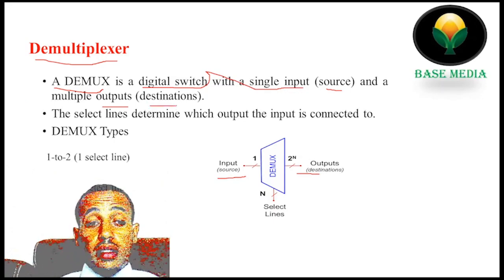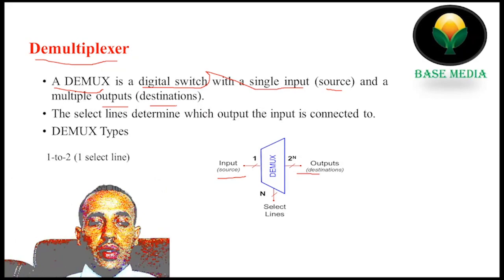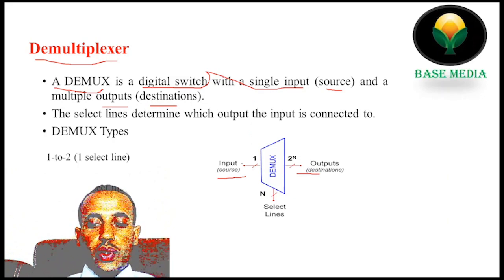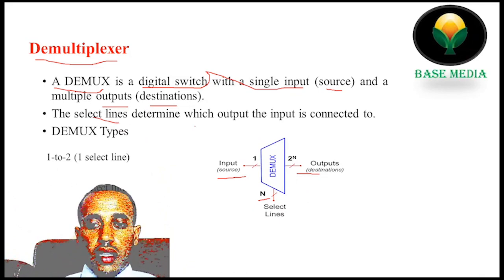ስለዚህ the multiplexer is the inverse. Multiplexer ላይ ብዙ input አለን፣ ነገር ግን አንድ ሲግናል ብቻ ነው ፓስ ማድረግ የሚችለው ወይ ደግሞ አንድ ላይን ብቻ ነው የሚኖረው ማለት ነው። ዲ ማልቲፕሌክሰር ጋር ስንመጣ ደግሞ we have one input or one source and we have 2 to the power of n sources or destinations. The n will be the selector lines, so the selector lines determine the connection of the output and the input.